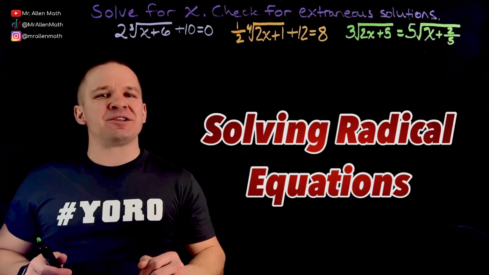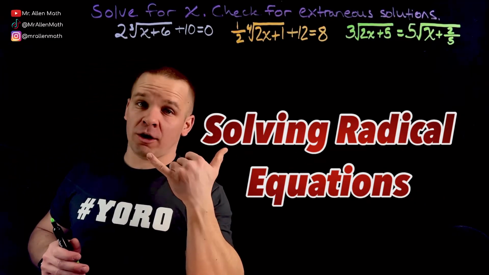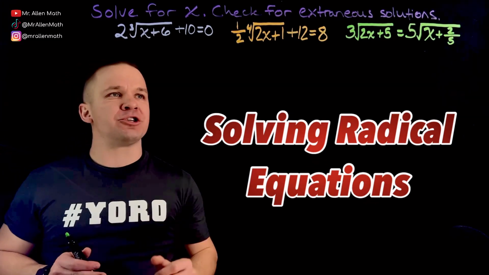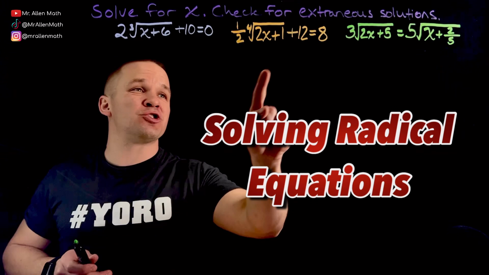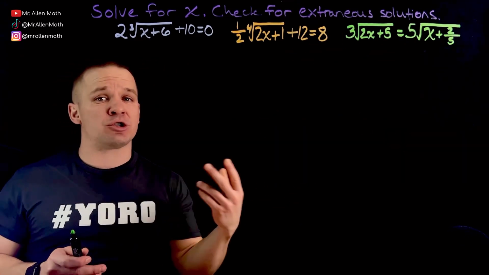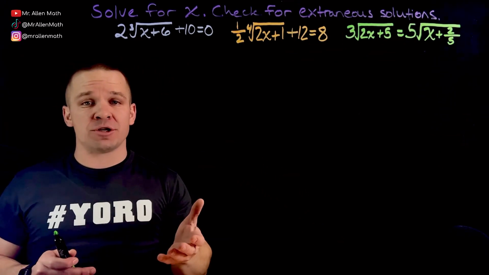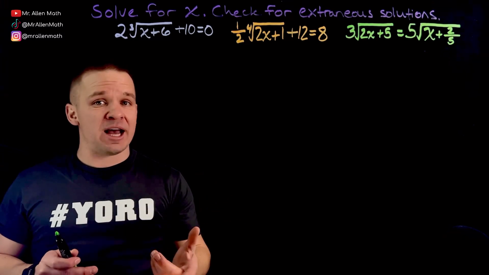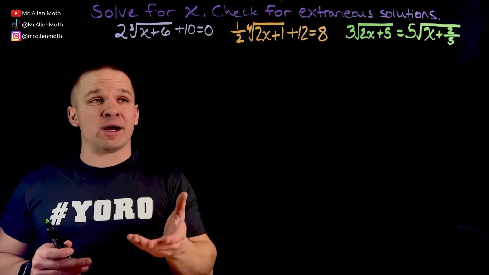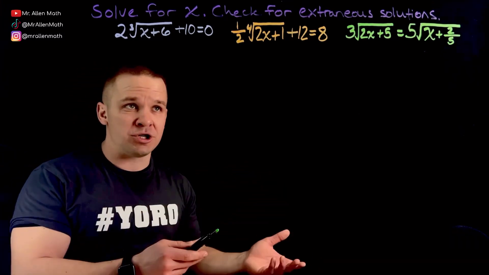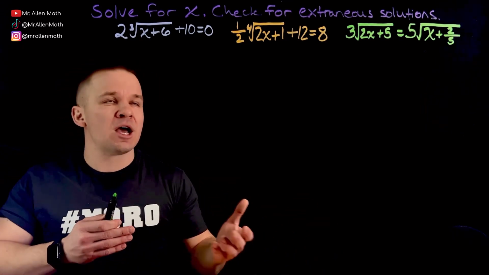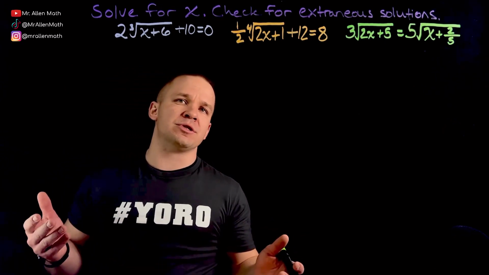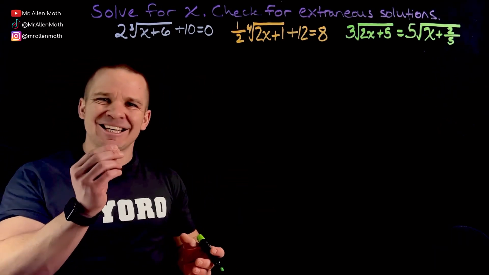Mr. Allen here. We are about to solve for x in these radical, get it? Radical equations here. We got 3 examples. It's going to be dope, right? And we're also going to check for extraneous solutions. Yes, we can have extraneous solutions with radical equations, just like when we were solving rational equations. Anytime there's a domain restriction outside of all real numbers, there's the potential for extraneous solutions to happen. All right, let's get after it.